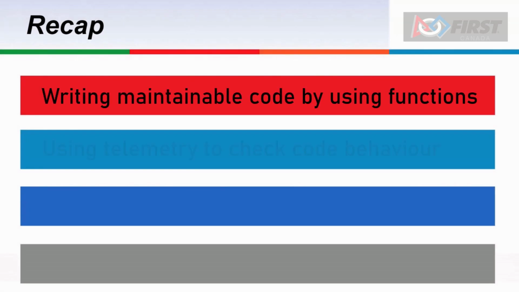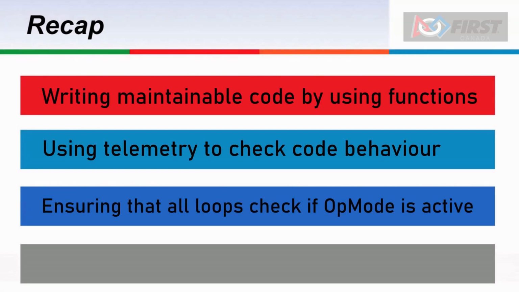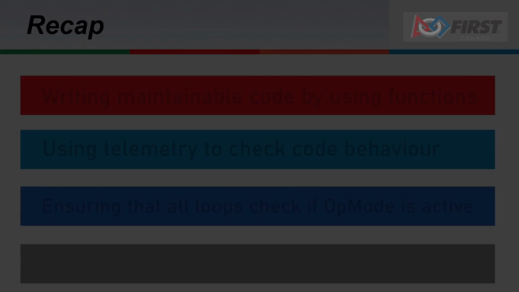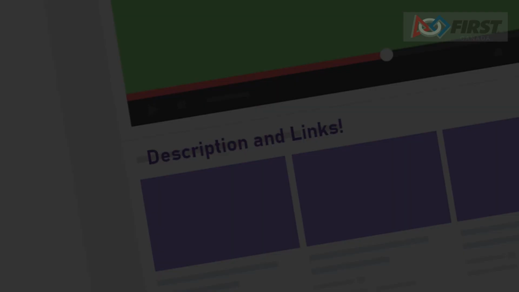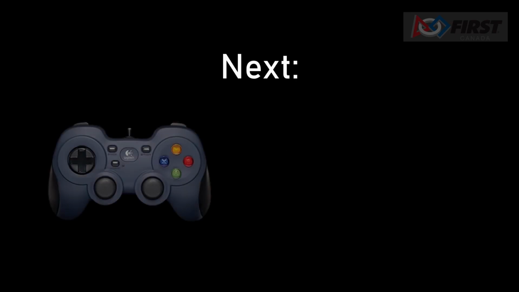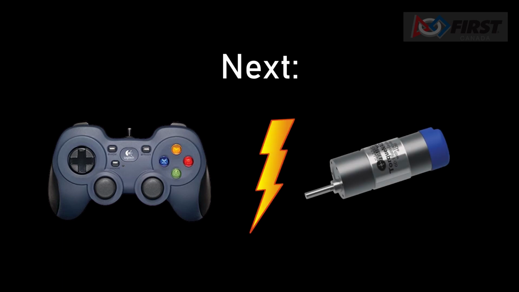Hopefully, you learned about writing more maintainable code, using telemetry for debugging, and how to write code that can be stopped. If you had trouble with the final challenge or just want to check your work, our solution has been linked in the description below this video. In our next tutorial, we will begin to start moving the robot based on the controller.